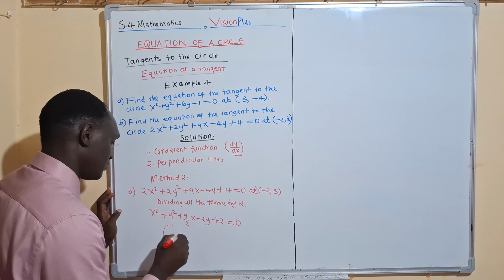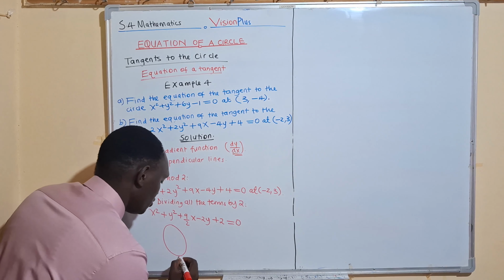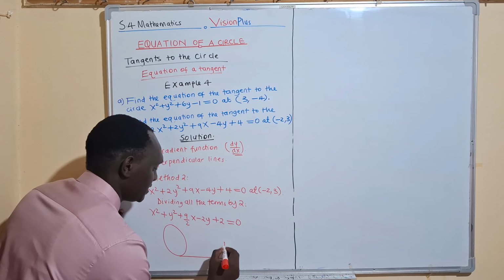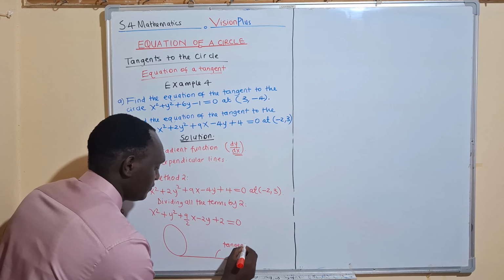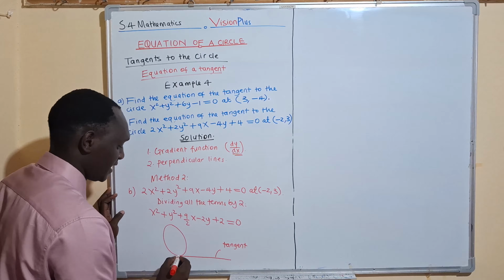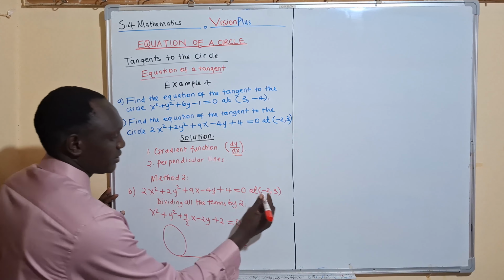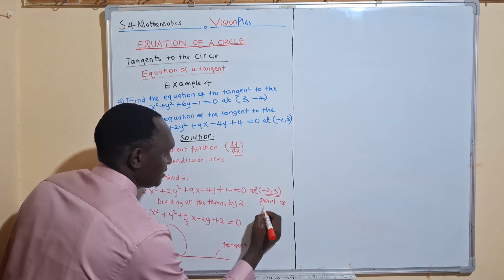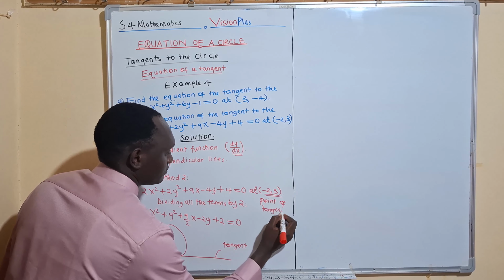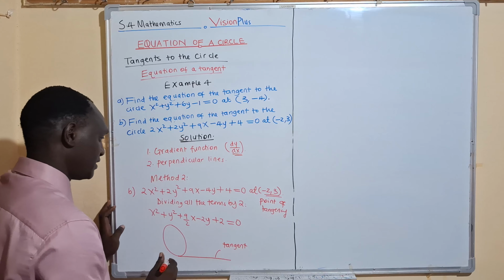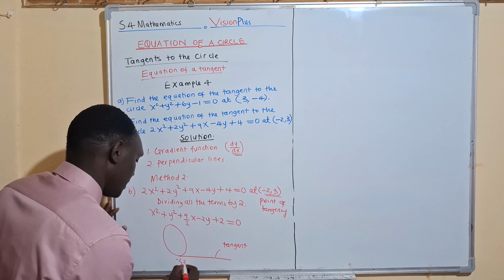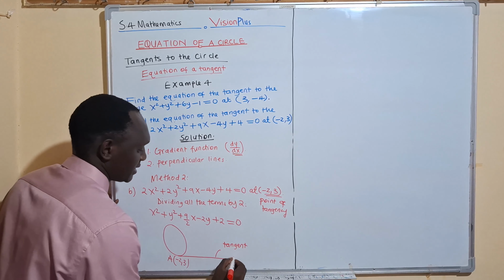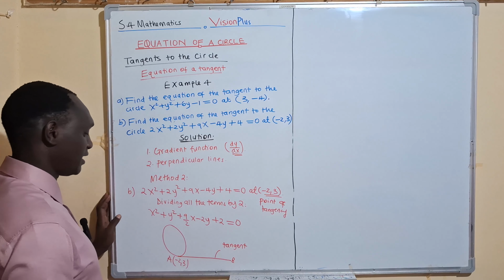So you come and sketch your circle, and then you say, assuming this is my point of tangency, so that this is my tangent. This is the point of tangency, for which the coordinates are given here as (-2, 3). Let me call it point A to simplify our work. This point where the tangent is drawn is, let's say, point B.